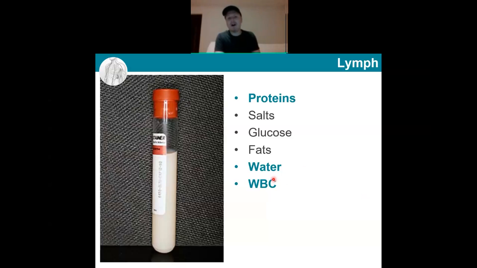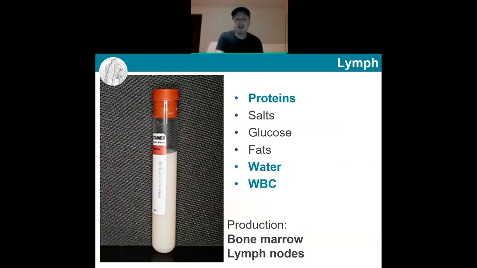So within water, we've got a lot of proteins and we've got white blood cells. And then we've got all this other stuff. We've got glucose, fats, salts, and all that. One thing that we never should find in lymph is red blood cells. We should not have red blood cells in our lymph. If we have, then there's something to be concerned about. So just kind of something to know.